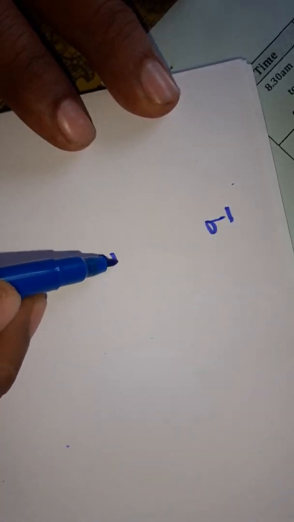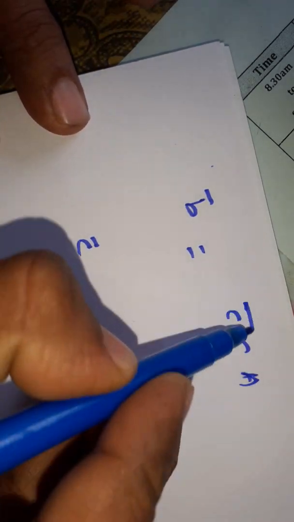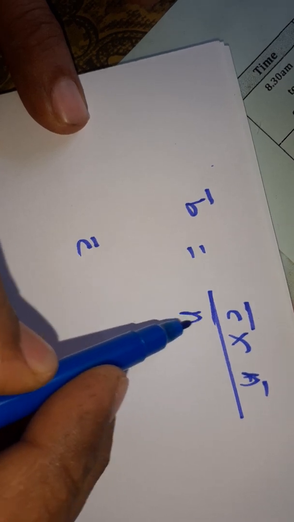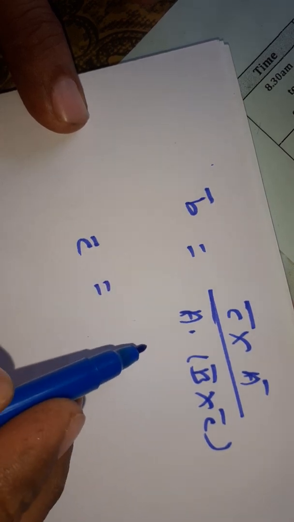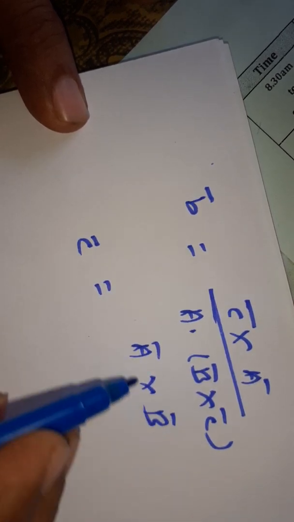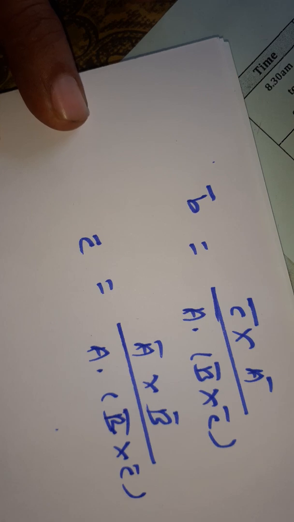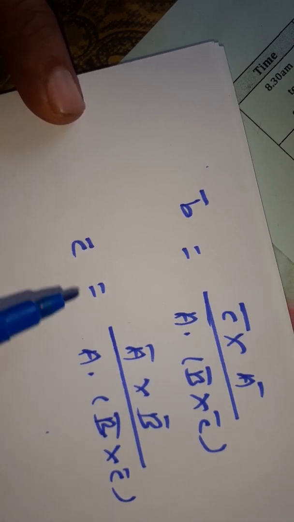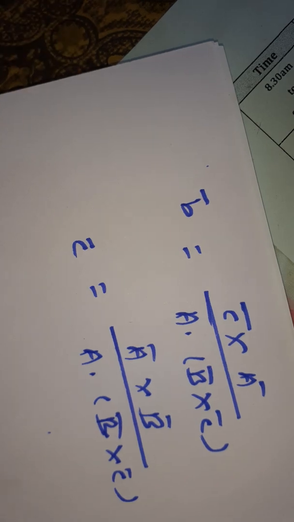So similarly we got B bar and C bar also. B bar is equal to C cross A bar divided by A bar B bar cross C bar. C bar is equal to A bar B bar divided by A bar dot B cross C bar. So the reciprocal of the reciprocal lattice vector is a direct lattice. Yes, we can prove this.